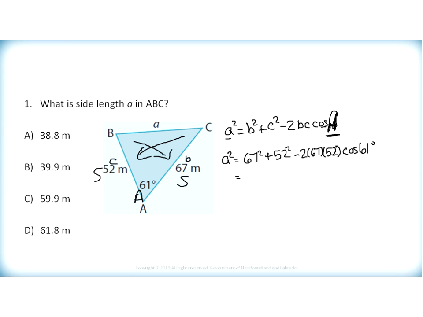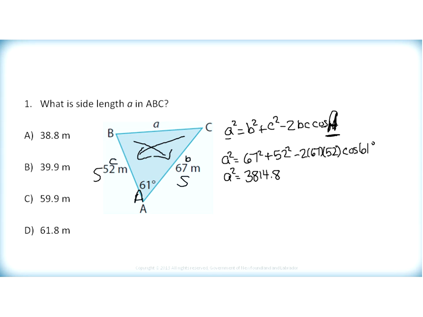Make sure your calculator is in degrees. It has a little D or DEG at the top of the display. If it's a graphing calculator, under mode, make sure that your degree word is highlighted. And then when I hit enter or equals, I get A squared is equal to 3,814.8.